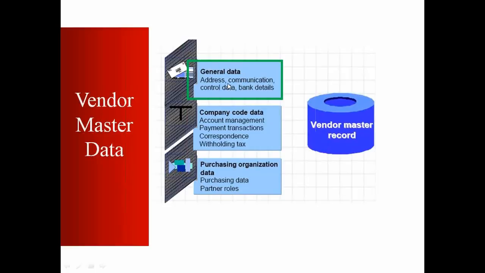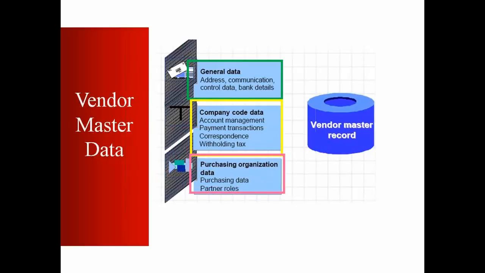Then the second type of data we have is company code data, where we enter finance related data, like who is the account person at the customer side, what is the reconciliation account number of that company. So anything related to the finance side of SAP that is required from that vendor, we store in the company code data area.